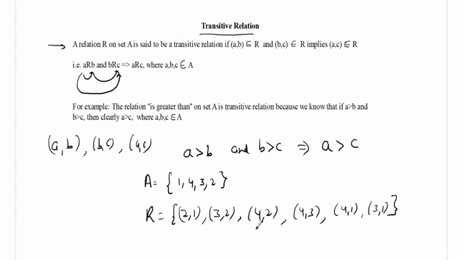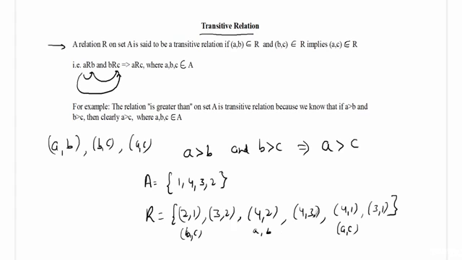Like here, (A,B) will be (4,2), and similarly 2 comma 1 is also a part of it. This is B and C. So you can see that 4 greater than 1 is also there. That is, A greater than C is already implied, which is called a transitive relation.